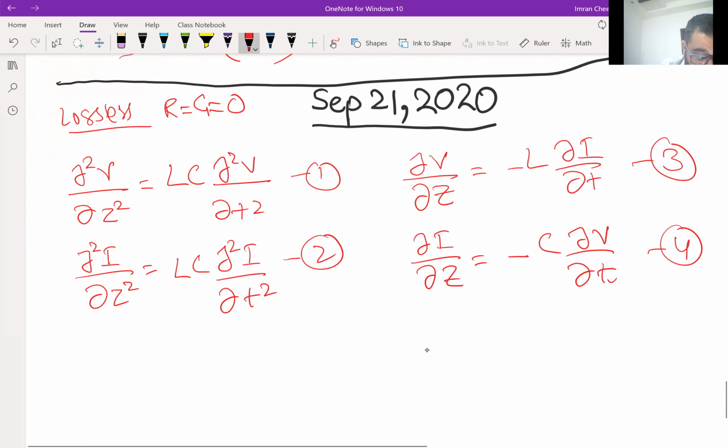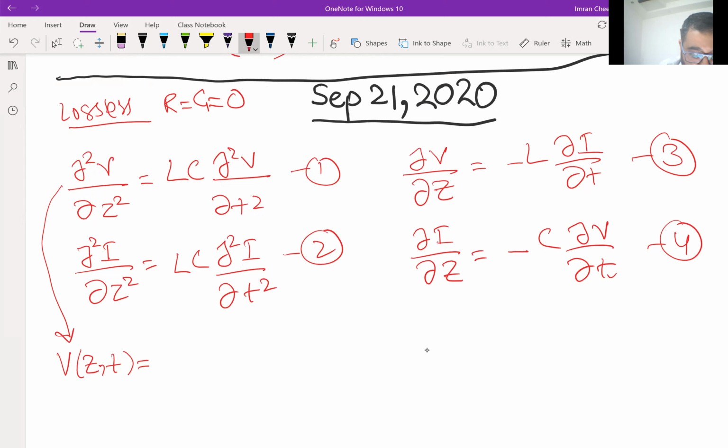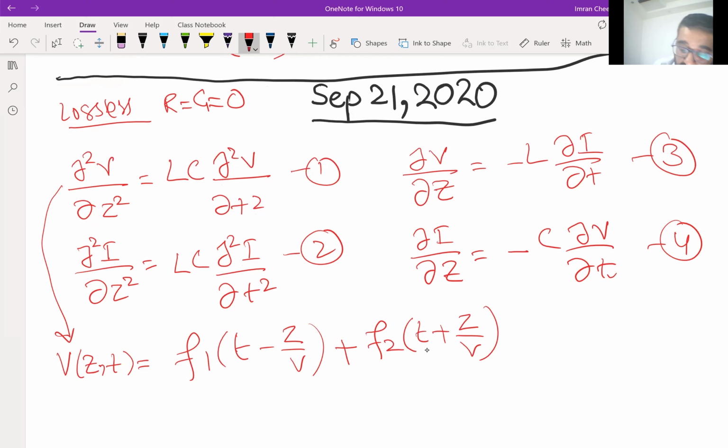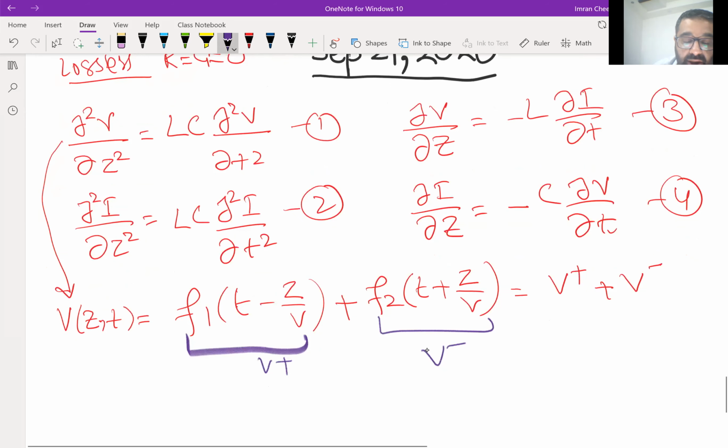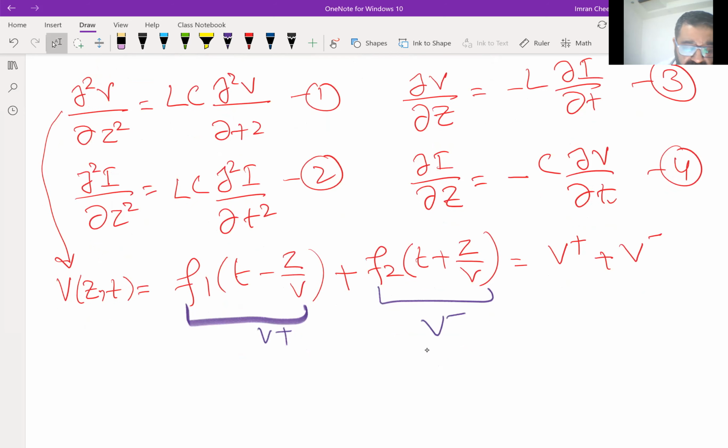And last time we looked over it and said, okay, the solution for this in general would be F1(t minus z over v) plus F2(t plus z over v), which I said is a positive forward traveling voltage wave and a backward traveling voltage wave. So I assume this is a solution. Let's look over this mathematically, and then we'll look at more intuition of the solution.